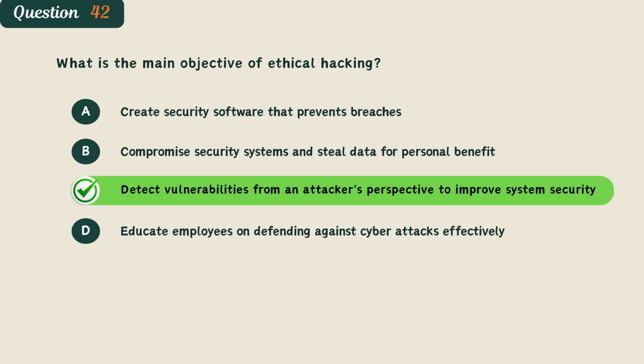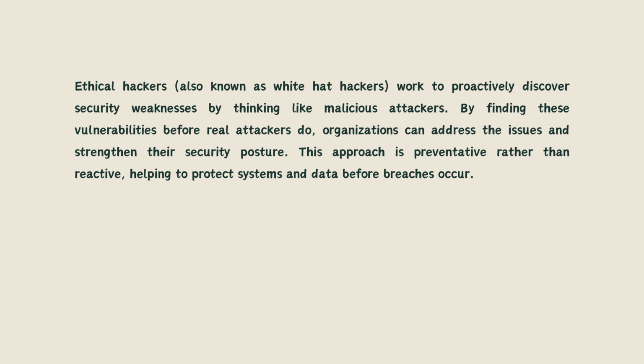Correct answer C. Detect vulnerabilities from an attacker's perspective to improve system security. Ethical hackers, also known as white hat hackers, work to proactively discover security weaknesses by thinking like malicious attackers. By finding these vulnerabilities before real attackers do, organizations can address the issues and strengthen their security posture. This approach is preventative rather than reactive, helping to protect systems and data before breaches occur.